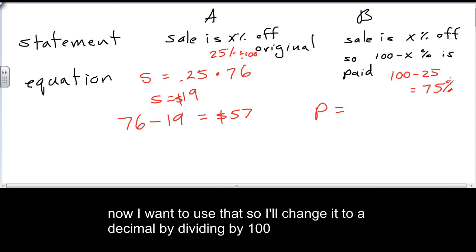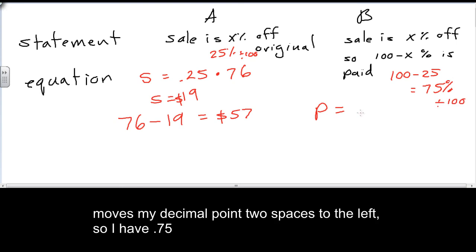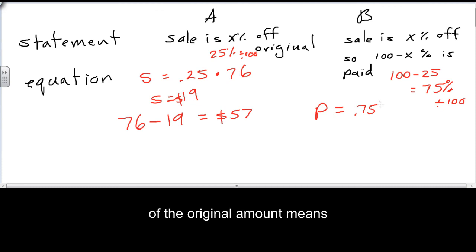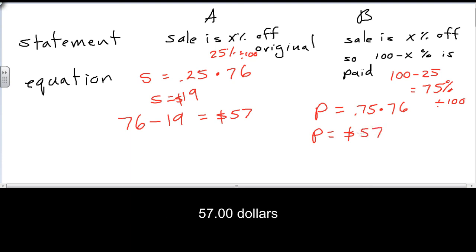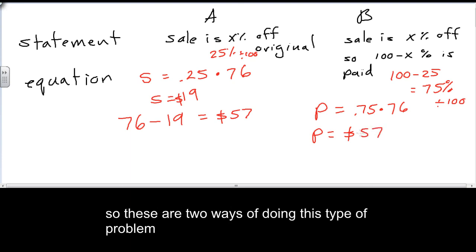Now I want to use that, so I'll change it to a decimal by dividing by 100. Moves my decimal point 2 spaces to the left, so I have 0.75 of the original amount, means I'll multiply it times 76, and when I do, my new price will be $57, same as the other way. So these are two ways of doing this type of problem.